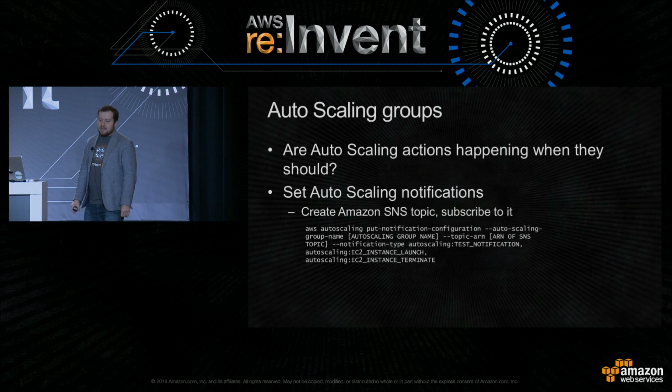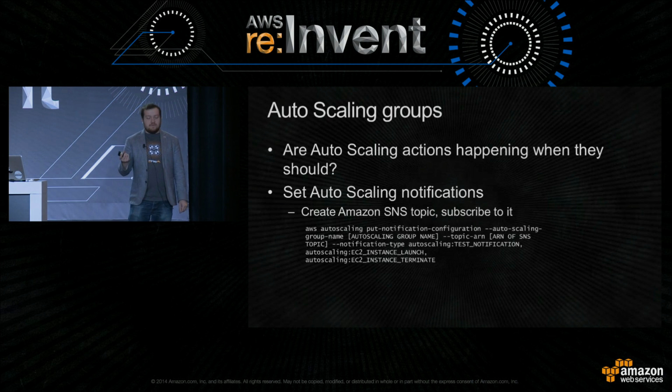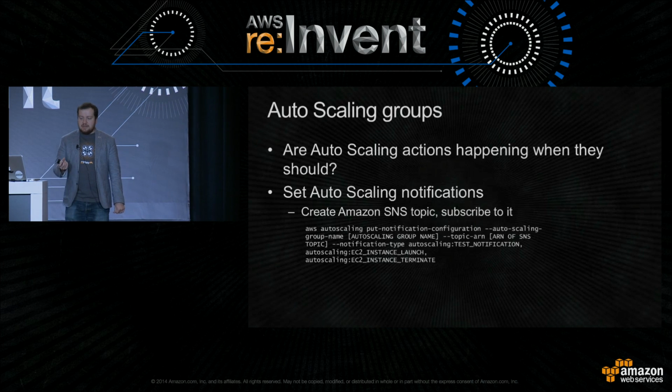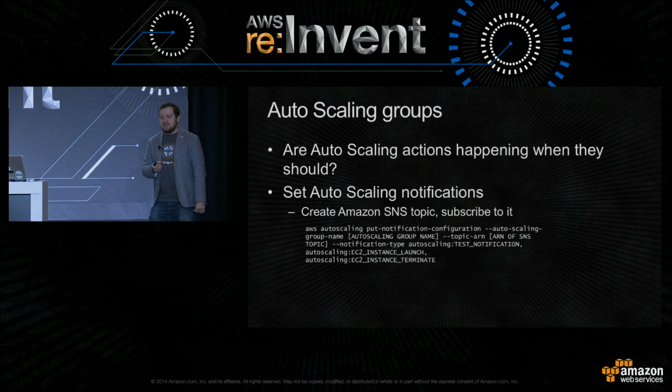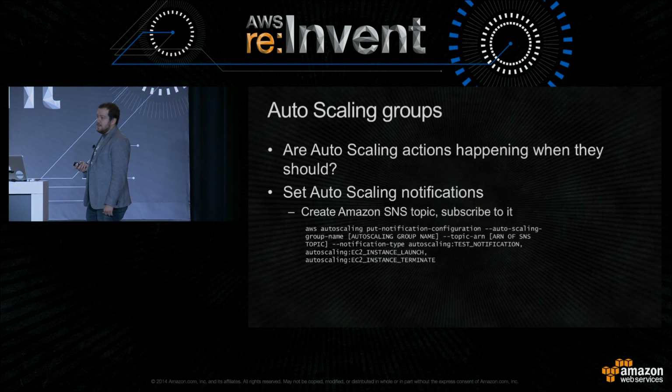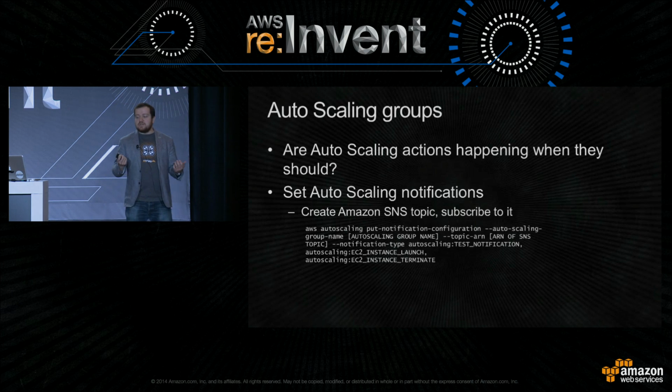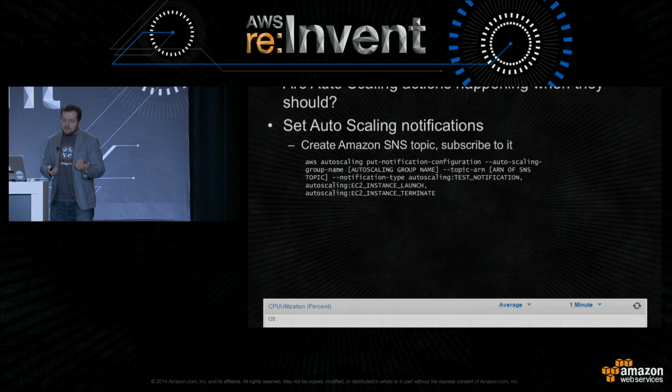So using that CLI command, first you want to create an SNS topic. You want to subscribe to that topic. And then you want to run that command, and then you'll get a notification every time there's an instance spun up or shut down by auto-scaling. You also get a notification if it fails to launch for some reason. So that'll actually tell you if your auto-scaling is working or not.